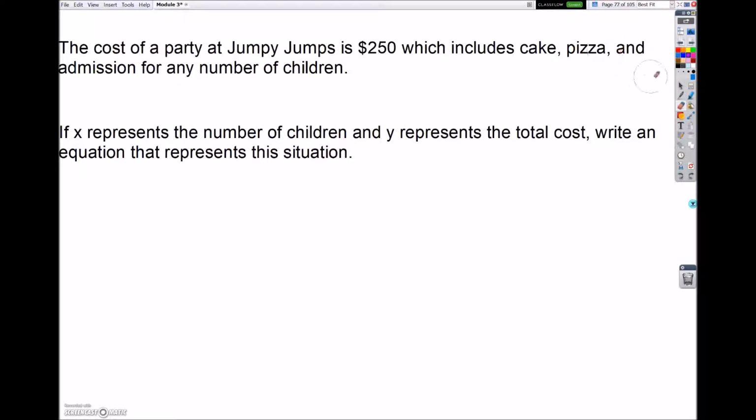Alright guys, let's go ahead and look at this last one. This last one's kind of a tricky one. It's trying to trick you. So it says the cost of a party at Jumpy Jumps is $250, and this includes cake, pizza, and admission for any number of children. Now really quickly, it's trying to throw in cake, pizza, and admission to try to confuse you.